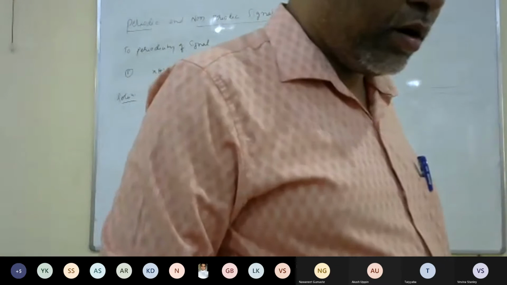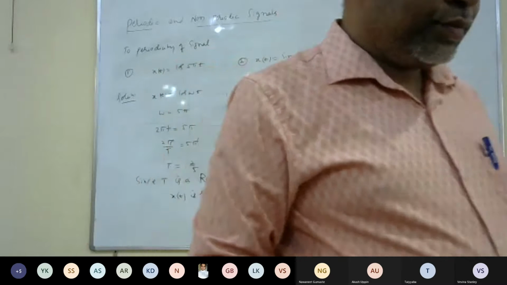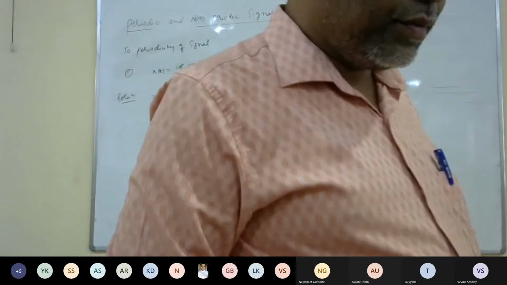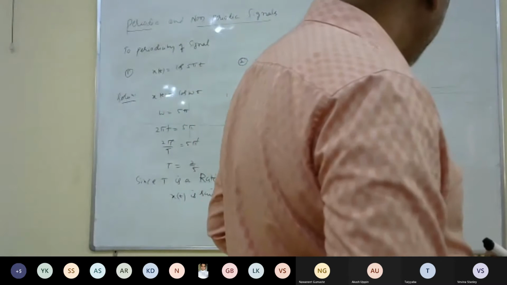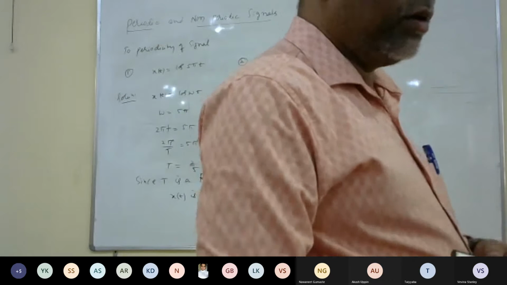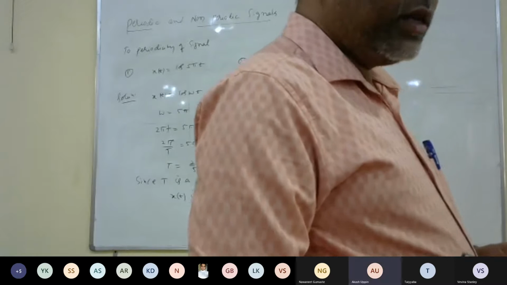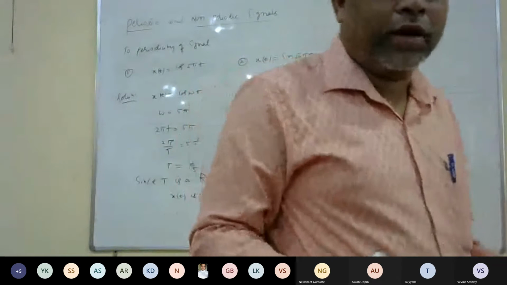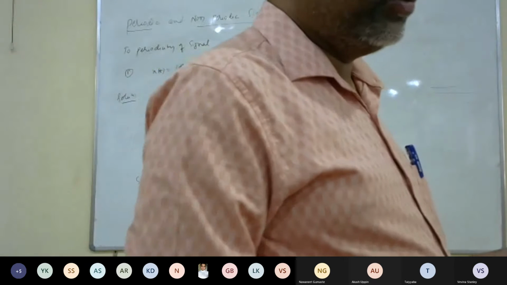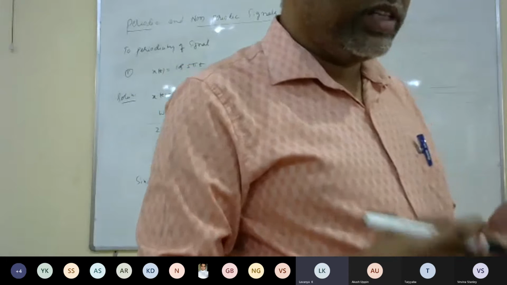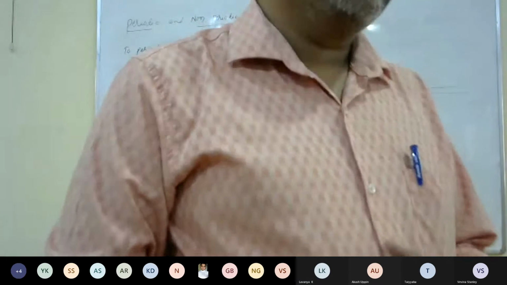What is the fundamental period you have got here? T, capital T. Root 2. Root 2, is it a rational or irrational number? Root 2 by 1, is it a rational number or irrational number? Irrational. It is an irrational number.